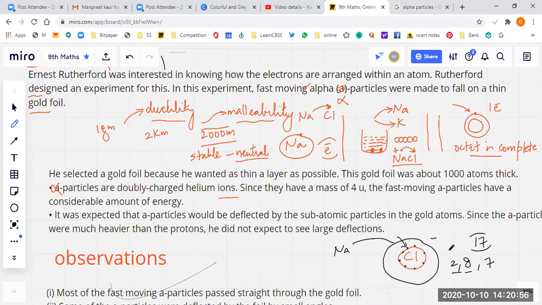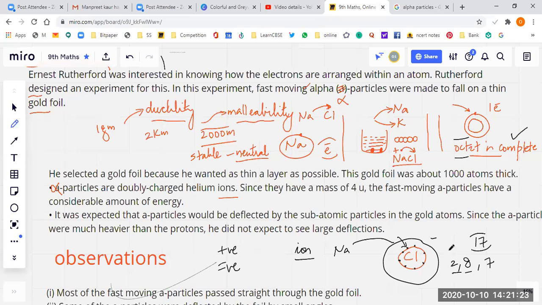If chlorine was losing some electrons, it would get positive, but it will never lose electrons, because the bonding energy is so strong in the 7 electrons, it will never allow any electron to go out. Rather, it will accept the electron to complete the octet. So, this is the meaning of ion. We have positive ions and we have negative ions also.